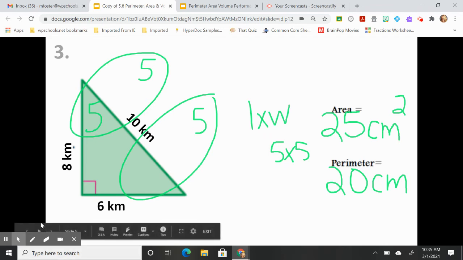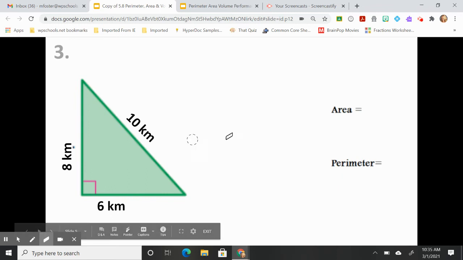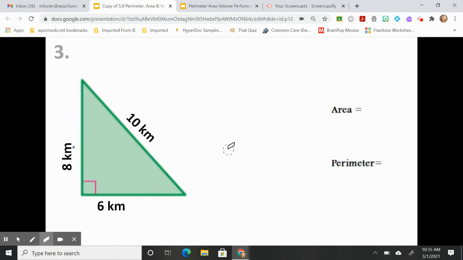Next. We will get into triangles a little bit later. That's a different formula because it's a different shape, but it is related to rectangles. So just keep that in the back of your minds. And we will get to that later this week.